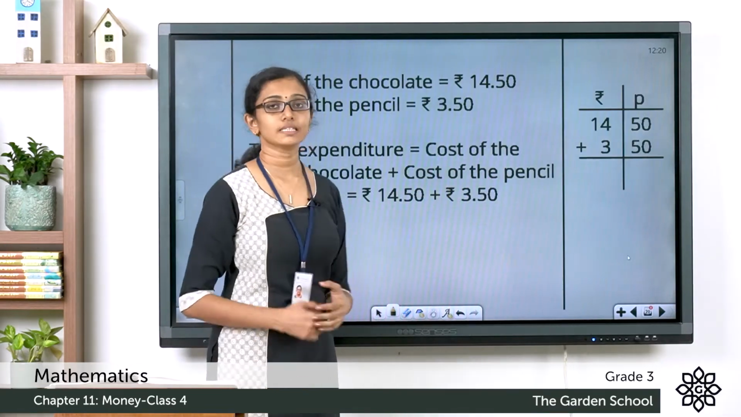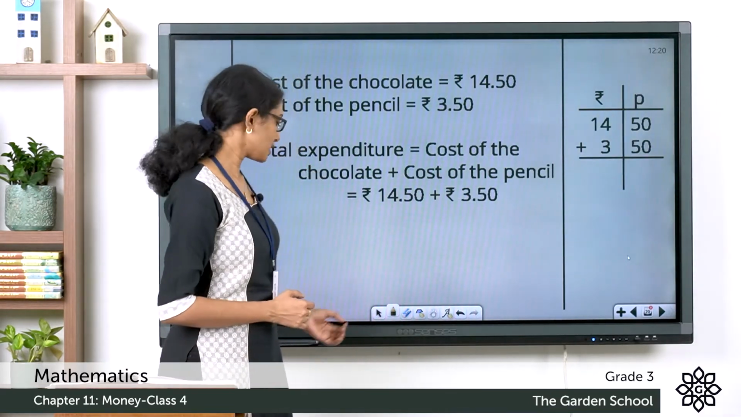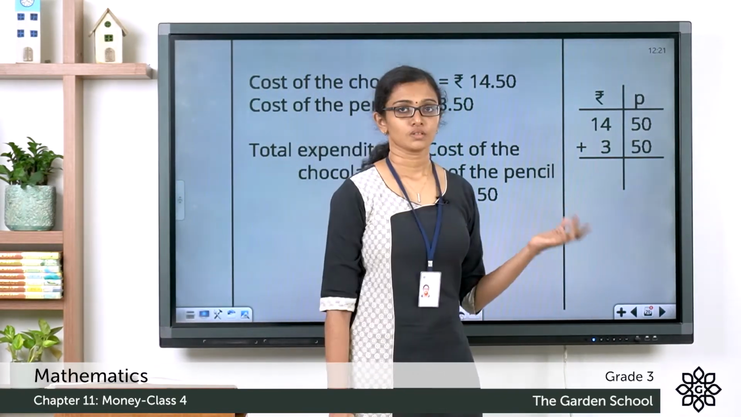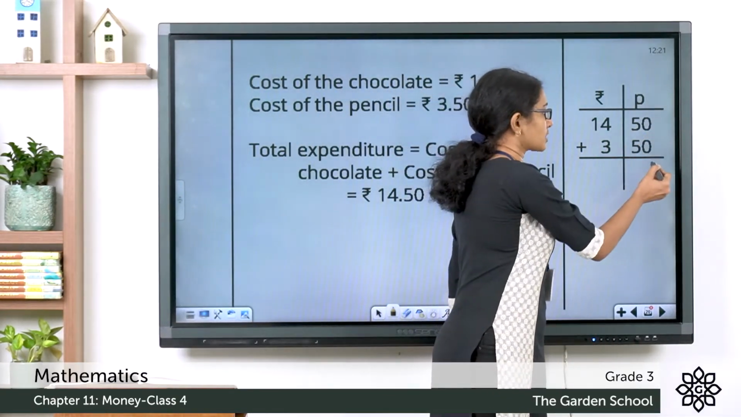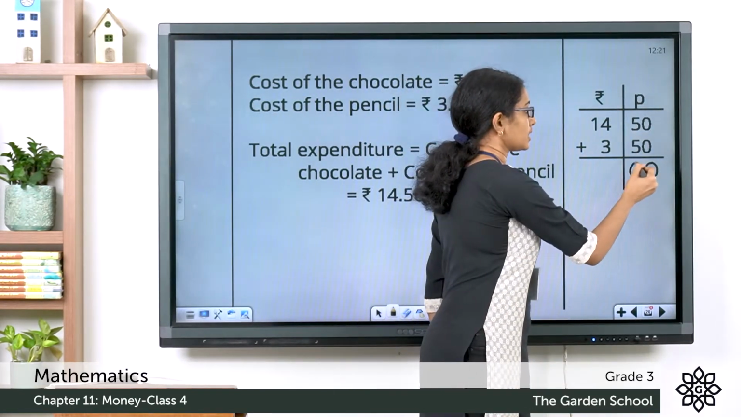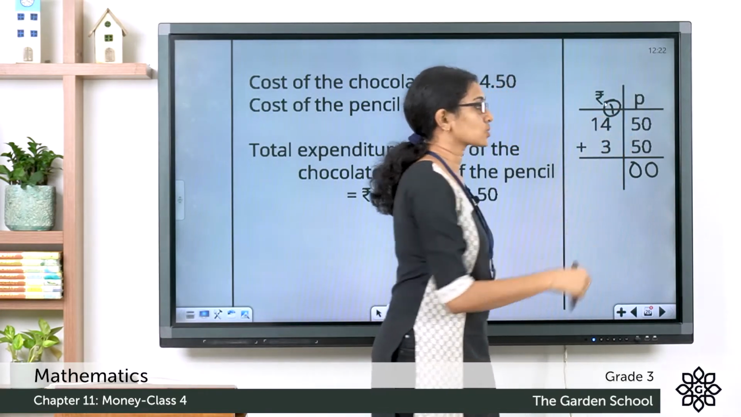So we have written the given amounts in the proper columns. Now starting with the paise column, let's add the numbers. So here we have 0 plus 0, 0 here, 5 plus 5, 10. So writing 0 here and carrying over 1 to the next column.